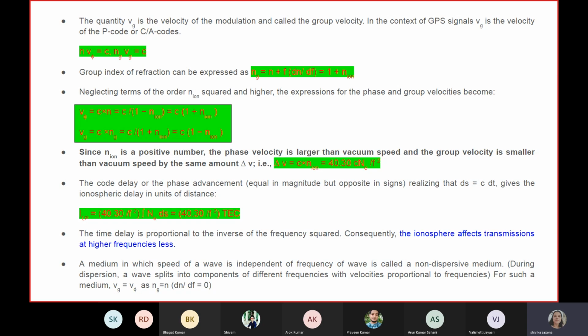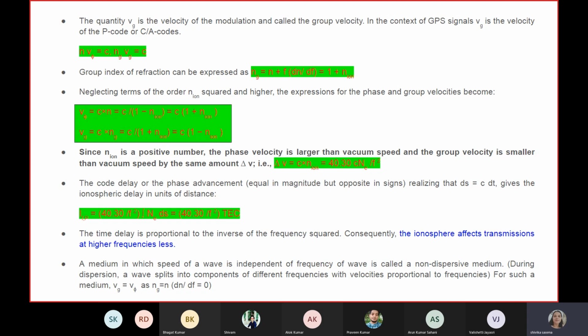C into 1 plus anion. Similarly, Vg equals C into Ng, equals C into 1 minus anion. So these are the relations that you have to remember for phase velocity and group velocity. Since anion is a positive number, the phase velocity is larger than the vacuum speed, and the group velocity is smaller than the vacuum speed by the same amount.